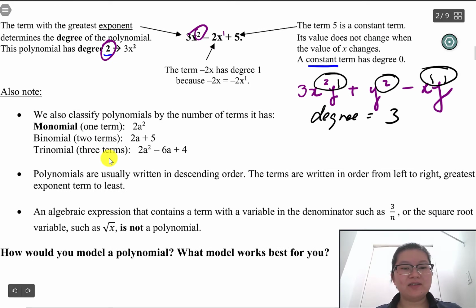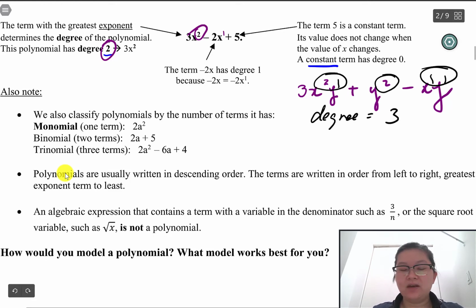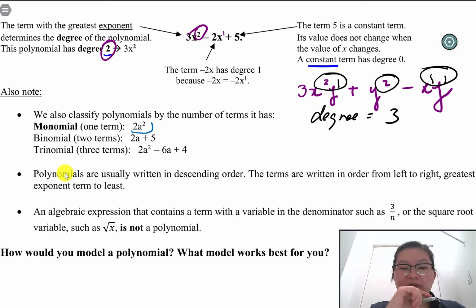The idea that some polynomials may come in 1 term, 2 terms, or 3 terms. So the idea of a term is very important. A term is something separated by a plus or minus sign. For example, here we only have 1 term, because there are no plus or minus signs.